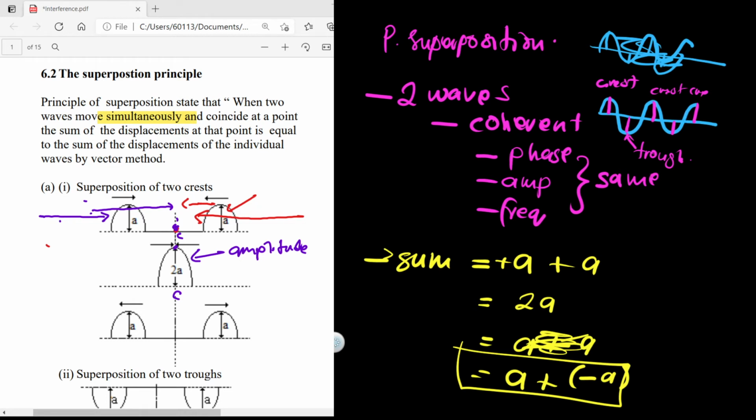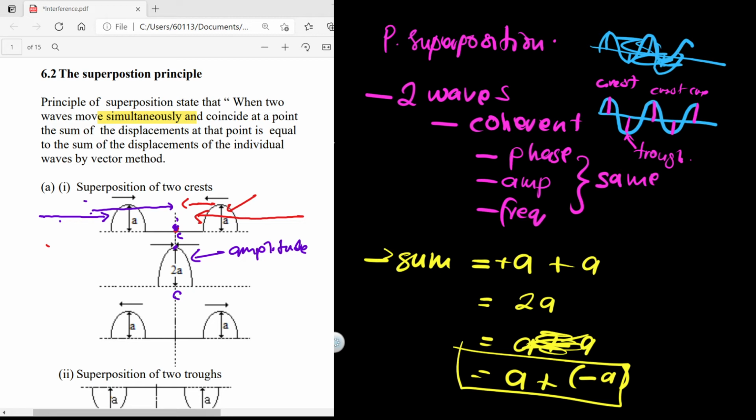So here we have 2A. Once they coincide, or once they collide with each other, they will produce one larger amplitude, which is equal to 2A. And then what will happen after the event where they collide with each other?